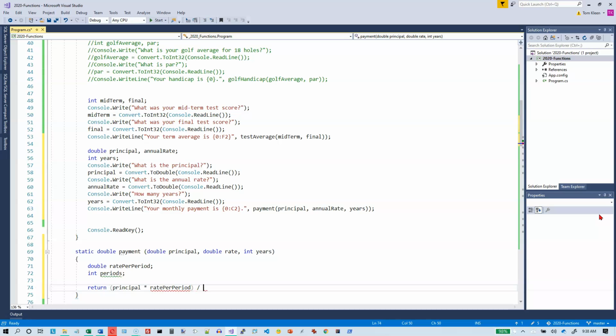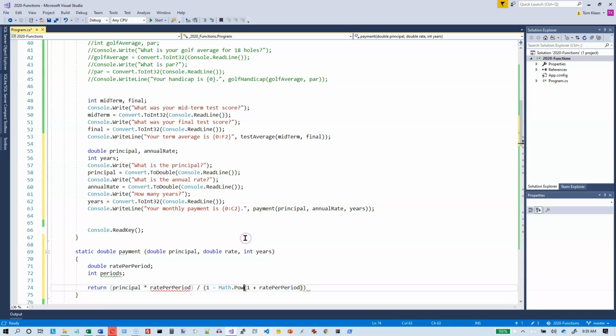Then I'm going to divide by, and the denominator gets kind of long here. It's going to be 1 minus the quantity 1 plus the rate per period. And that's all raised to the power of the number of periods. And there is no exponent operator in C#. So what we're going to have to do is call the Math class here, and there is, I believe, a power function.